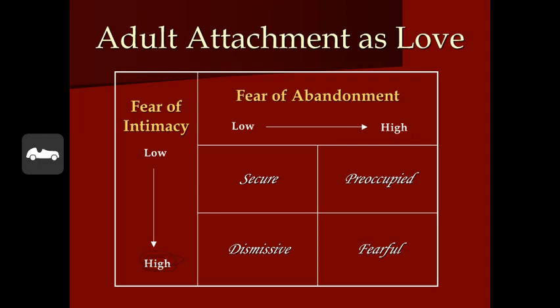So we can still lump people into one of four categories, but we know that there is a range within the categories. Do secures have a positive mental model of themselves and others? Yes, but they might have a moderate fear of abandonment or a moderate fear of intimacy. What we know is secures generally have low fears of everything, and that our preoccupieds are going to have higher fears of abandonment. Our dismissives, our anxious avoidants are going to have high fears of intimacy, and our fearfuls are going to have high fears of everything.